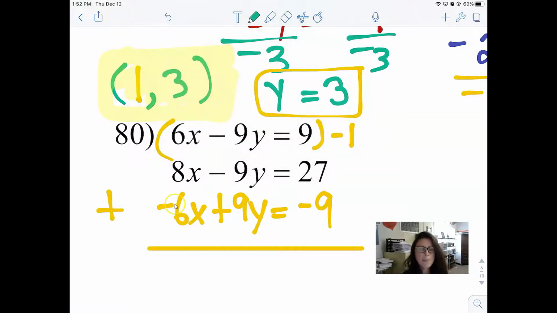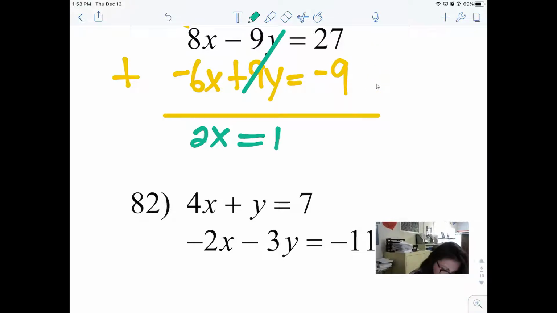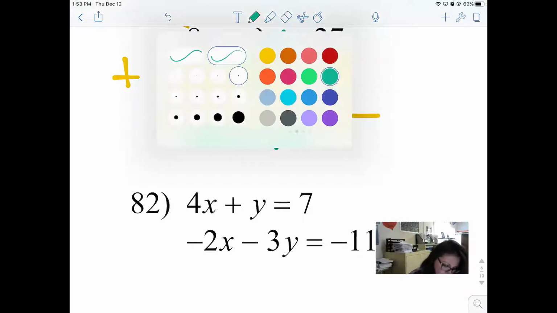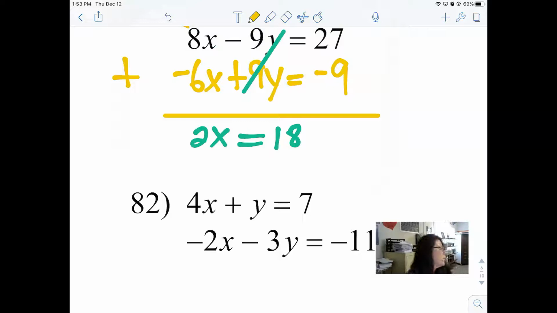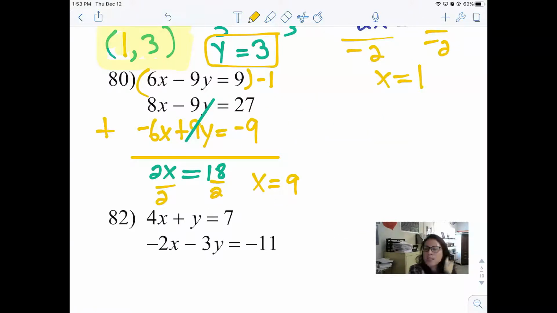So 8x minus 6x is a positive 2x. Now these are inverses of one another. Since they have opposite signs, they cancel out. Now 27 minus 9 is 18. And last but not least, all I have to do is divide both sides by 2. So x equals 9.